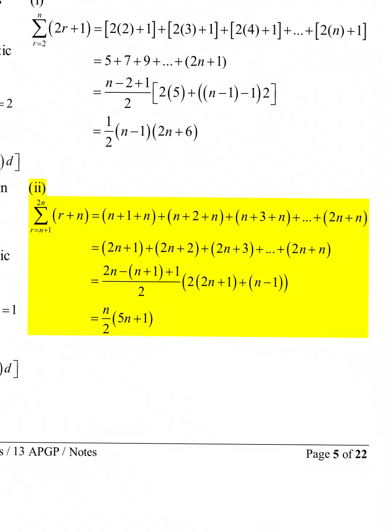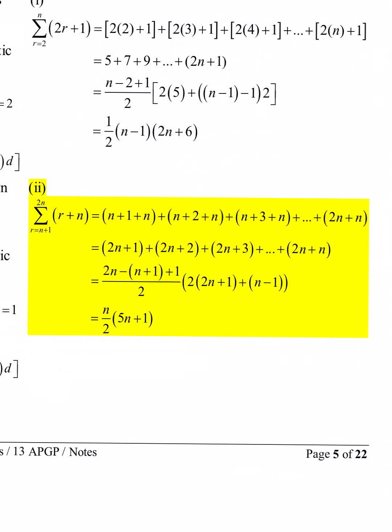After self-reading the first part, now let me discuss the second part with you. Over here, you have the summation of r equals to n plus 1 to 2n of r plus n. The whole purpose of this question is to unpack the sigma notation and to link it to an AP.